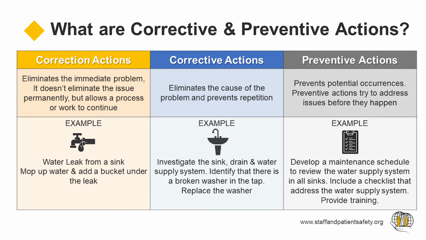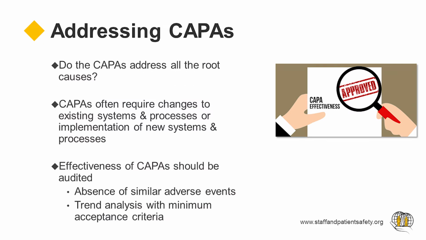This maintenance schedule should include a checklist that addresses the water supply system, including the washers, and provide training to relevant personnel. This distinction between correction, corrective, and preventive actions is critical for a successful follow-up plan. It is always important to ensure that the correction, corrective, and preventive actions address all the root causes.